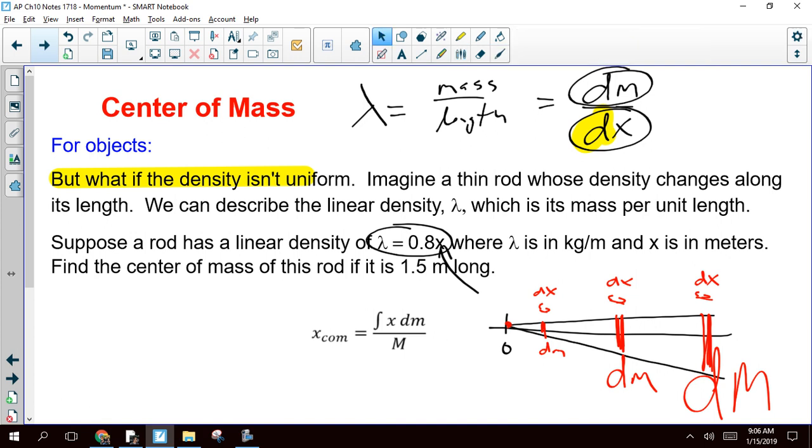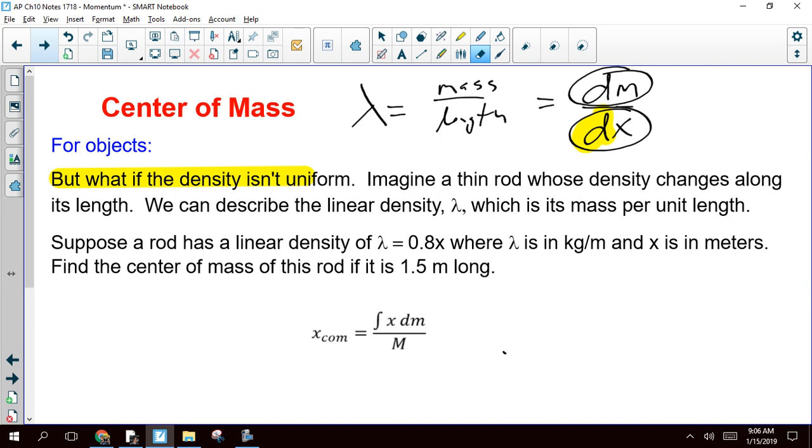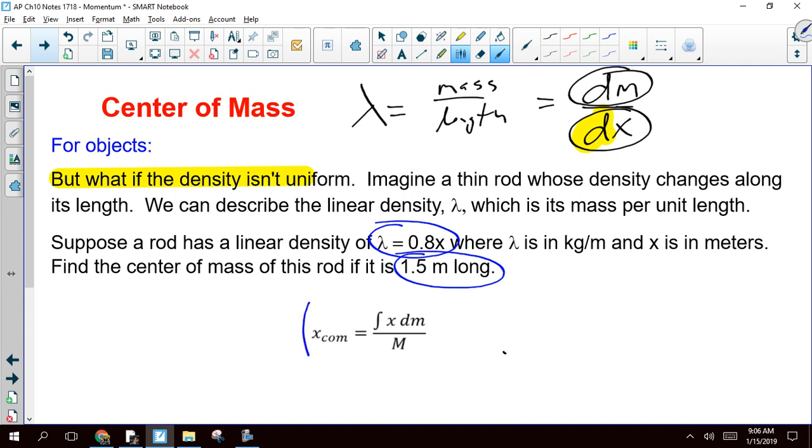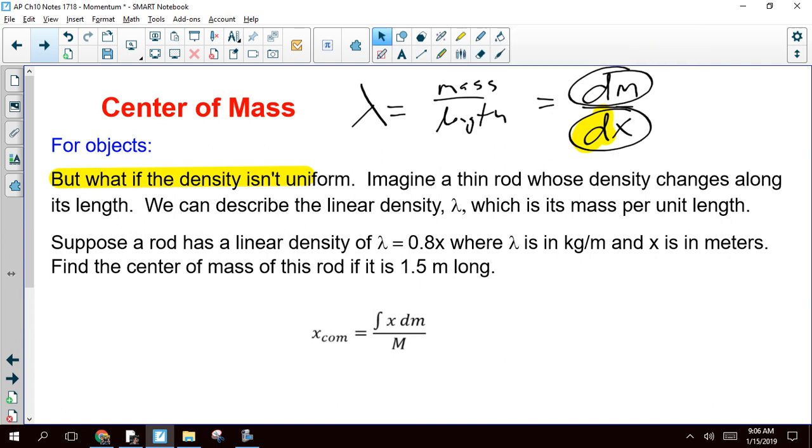So how do we deal with this? We want to find the center of mass of this rod. Let me clear up the board a little bit. We've got this rod with linear density 0.8x, and we're going to find its center of mass if the rod is 1.5 meters long. To do that, we've got to go back to this integral. Remember, this is basically the sum of mass times position of all of the particles divided by the total mass. This is going to be weird the first time you see it, but once you learn how to do one of these, they're all the same thing. So let's run through this.